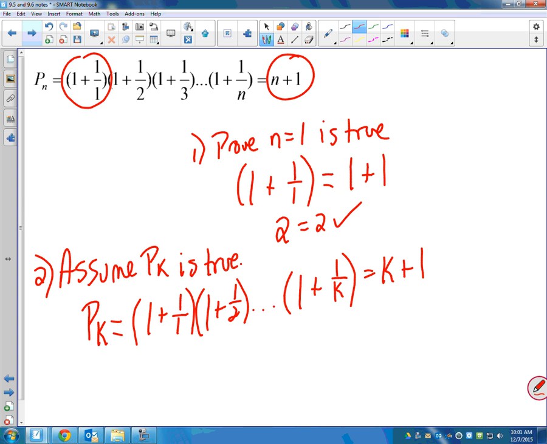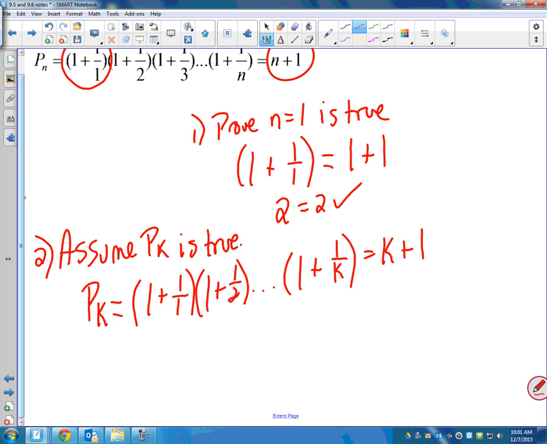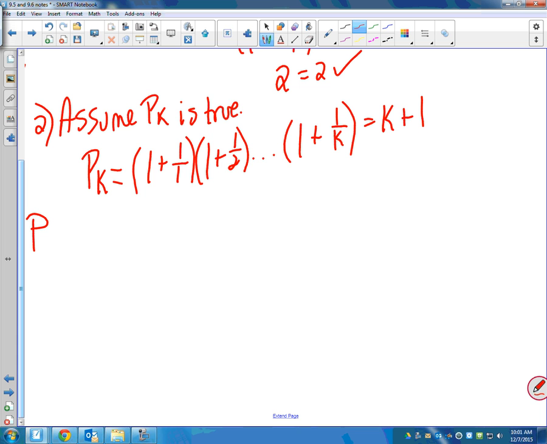Those things are the same things you do in every proof. Prove it's true for 1, assume P sub k is true, change your n's to k. And then you have to do your k plus 1 term. So now, this is the big thing I'm trying to prove. We want to prove P sub k plus 1 is true. I just write this. And this is where you can do it separately, or we can try to squish it all in, which I think is going to work.